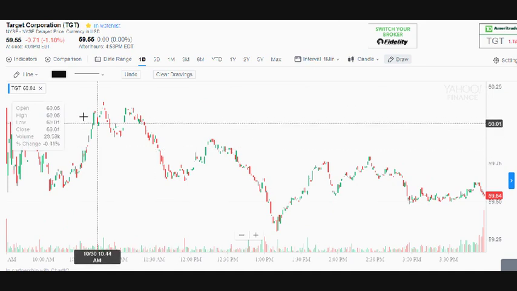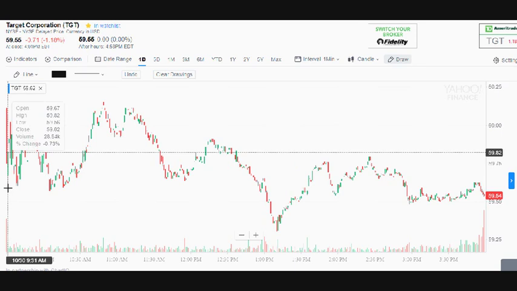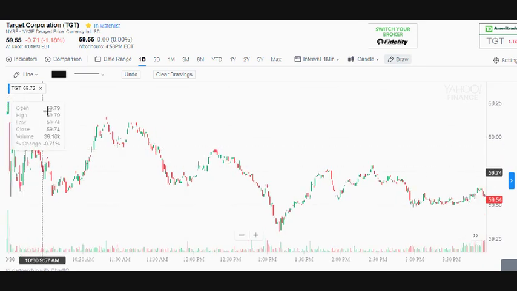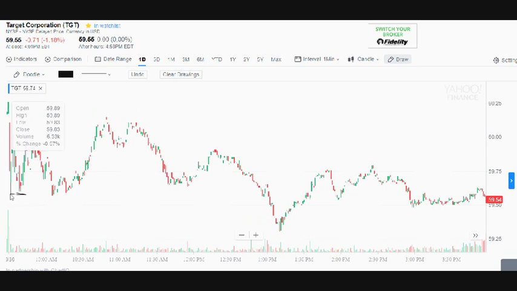So this is Target. You're looking at Target throughout the day, and we've got a short-term support right here. Right around 59.54, I guess. And then right there, it bounces again at that price. It goes up, bounces off it. It comes back down, but then it bounces up. So you could use that as a buy spot. And then it goes up to this point.